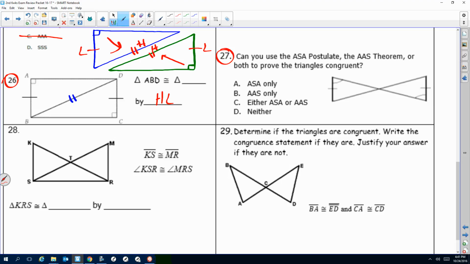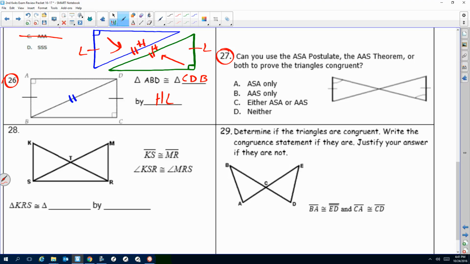And I'm going to just follow the order. If I say ABD, starting with the right angle, then I start with the right angle for the congruent triangle. So that would be C, and it went from the tick mark. So CDB, hypotenuse leg. Okay.